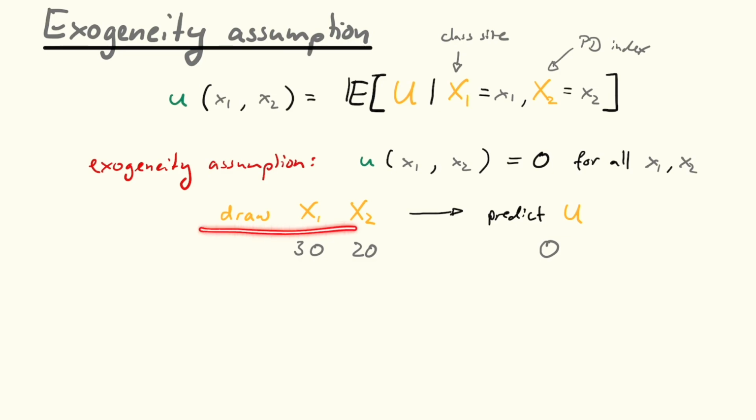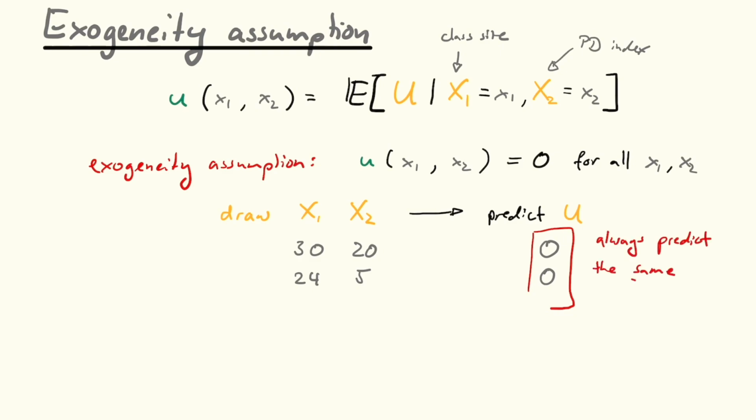Let's make another draw. Suppose we draw 24 and 5. What do we predict for u? Well, again, we can plug in and we'll get a 0. And now you may already see where this is going. Regardless of what we're drawing, we will always predict a 0, so we will always predict the same number. So it doesn't matter at all what x1 and x2 we draw. Our prediction will just ignore this information.